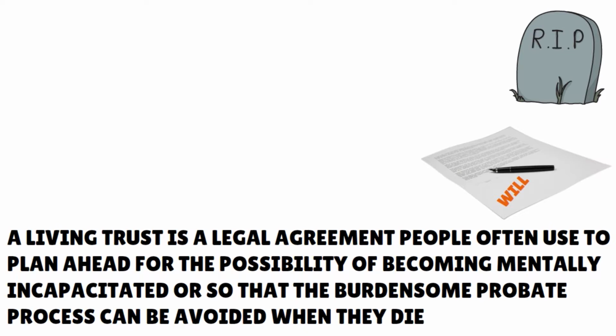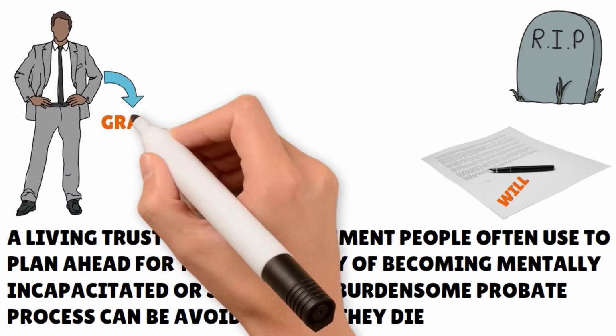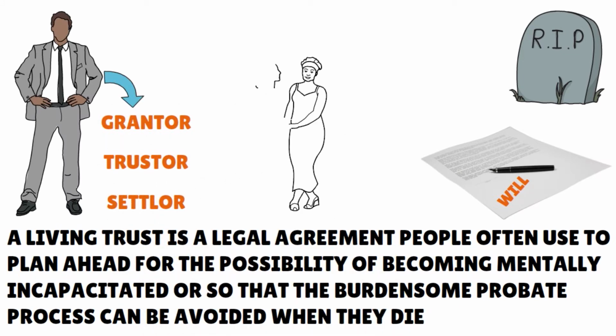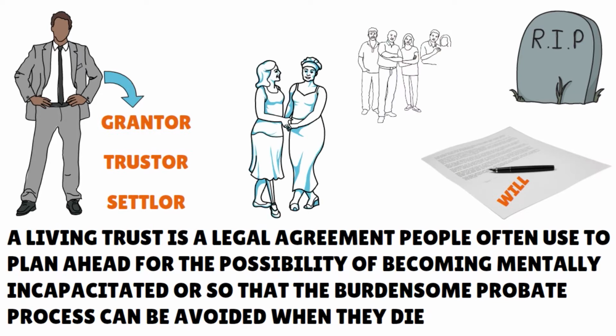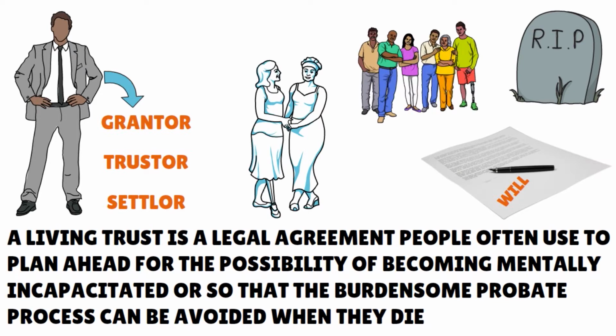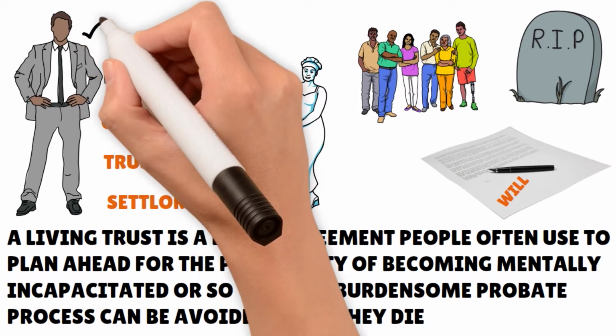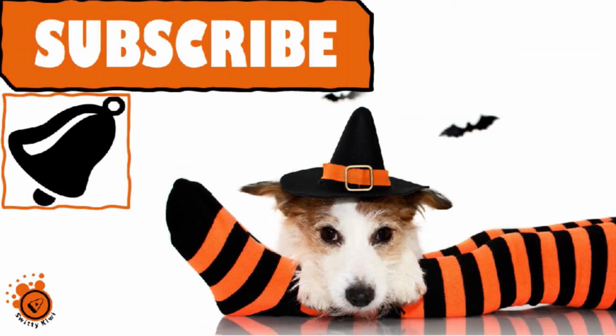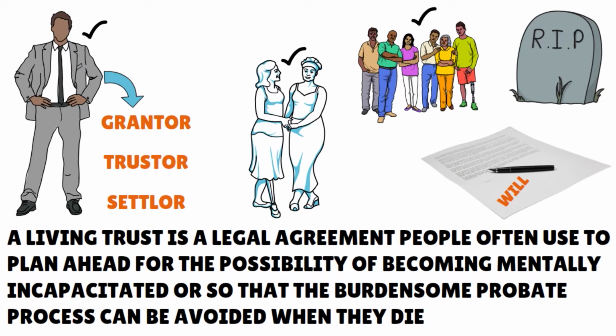There are three major roles in a living trust. The trust maker, also referred to as the grantor, the trustor, or the settlor, the trustees, and one or more beneficiaries. The trust maker transfers ownership of certain assets to a trust, and the trustee manages those assets for the benefit of the beneficiaries.